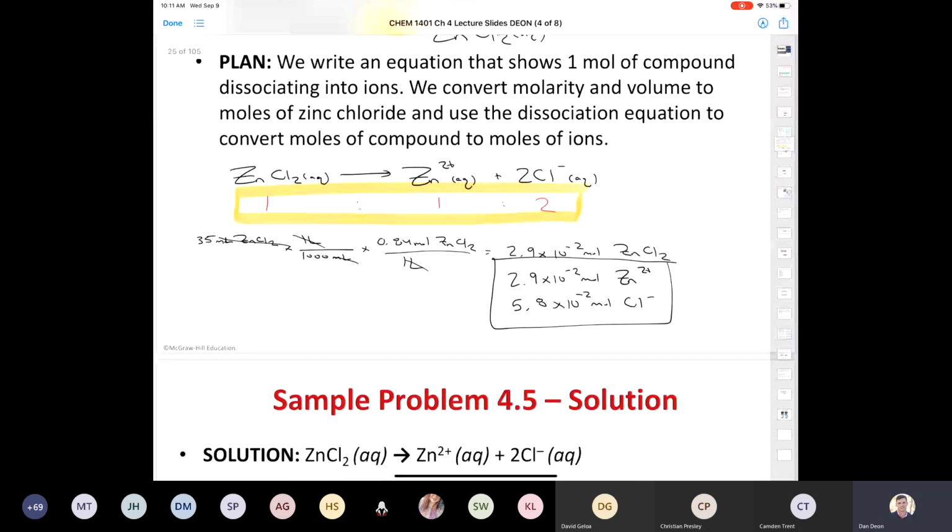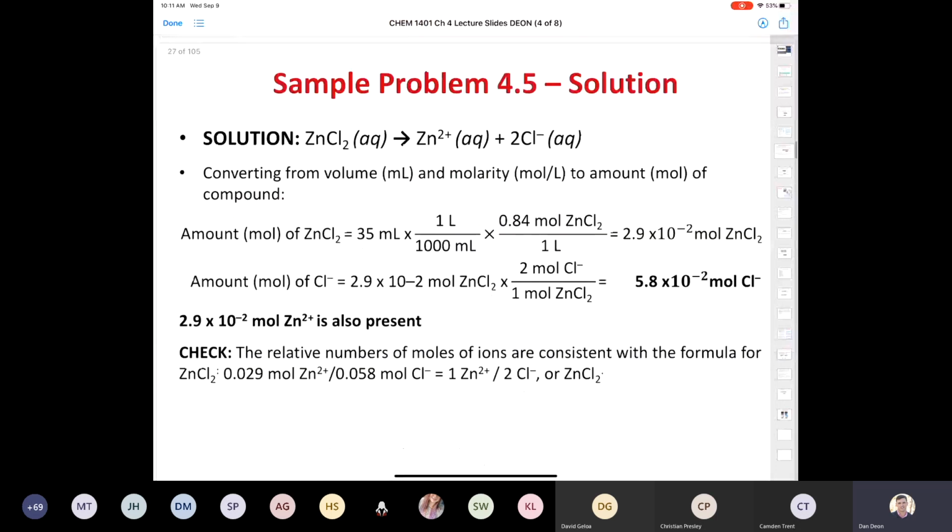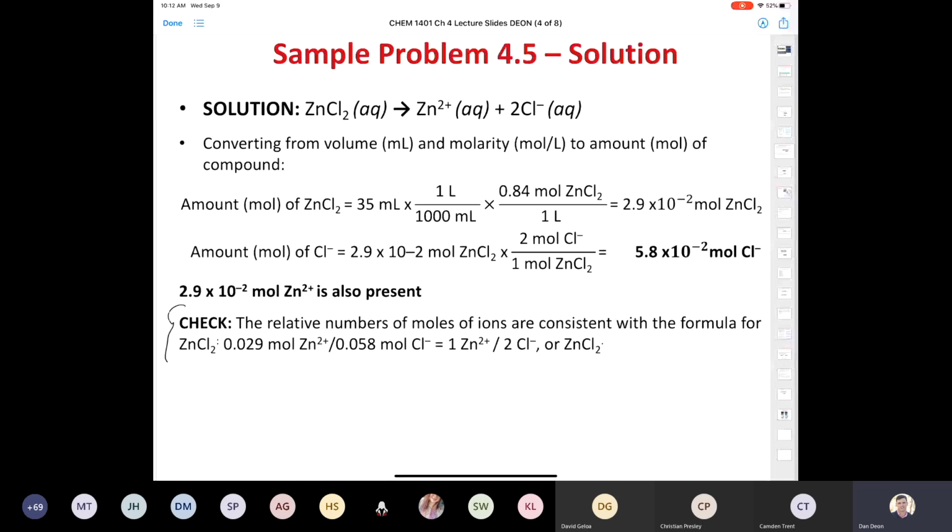If you're looking for the step-by-step solution, it's written out here, and the check is here, and it even shows you the dimensional analysis for the number of ions shown right there.